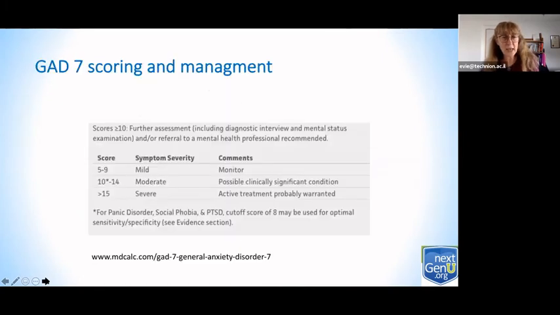And this is the scoring and management recommendations. Scoring 5 to 9, mild symptoms, probably just monitor. 10 to 14 are moderate symptoms, possibly maybe clinically significant. You need to continue fully assessing the patient. And over 15 severe symptoms, active treatment probably warranted. Just to say as well that really for panic disorder, social phobia and PTSD, the cutoff score is actually a little lower than 10, it's 8 for optimal sensitivity and specificity. So that's GAD-7, used extensively around the UK in family doctors and outpatient departments.